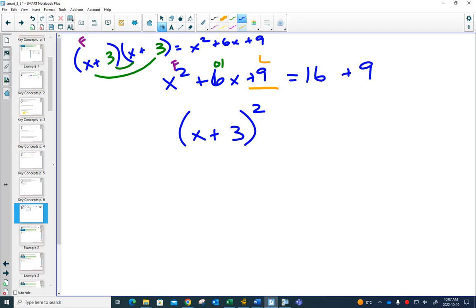So I add the plus 9, and then this nicely works out to x plus 3 squared equals 25. I can now get rid of my squared, because my x is entirely in the square. There's no x's anywhere else. I can square root both sides.